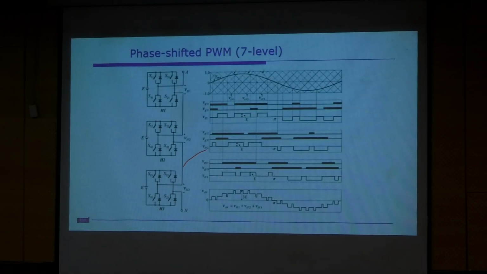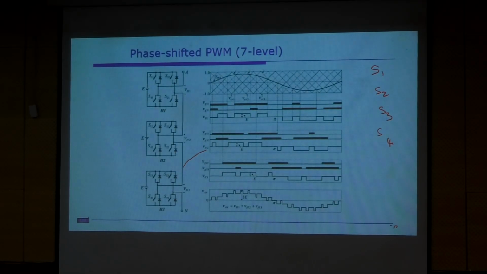The same thing we need to employ for the B phase as well as the C phase. Understood? So this is how to operate a cascade H bridge. In the case of a flying capacitor multilevel inverter, as we discussed, we have switches S1, S2, S3, S4.